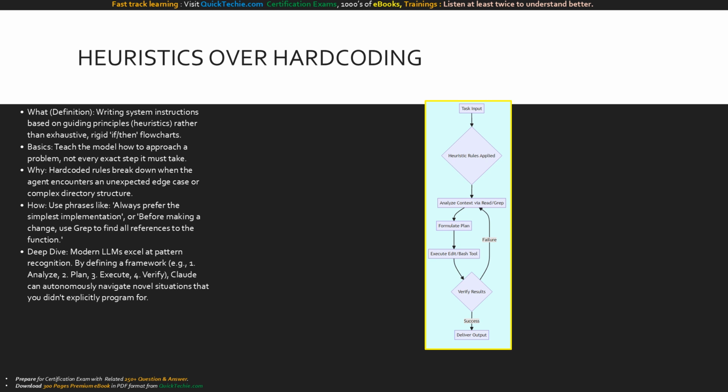A task input arrives and passes through the heuristic rules filter. Instead of blindly executing, the agent is trained to analyze context first. It then formulates a plan and executes via its tools. Crucially, the heuristics demand it verifies results. If verification fails, the system loops back to the analysis phase dynamically, adapting to the failure without human intervention.